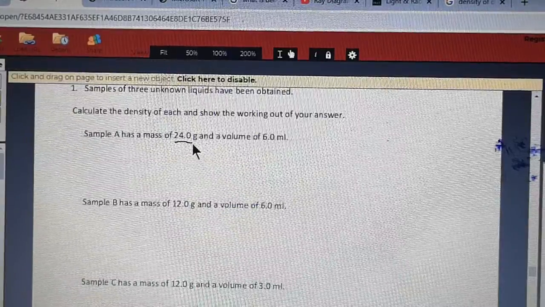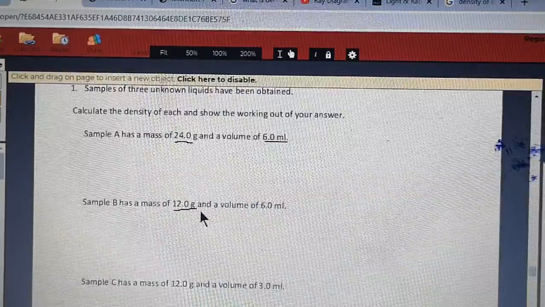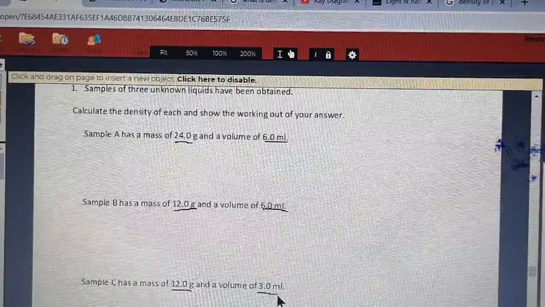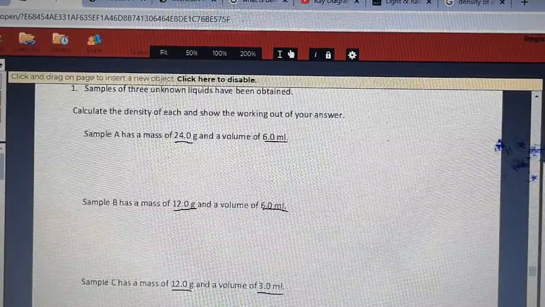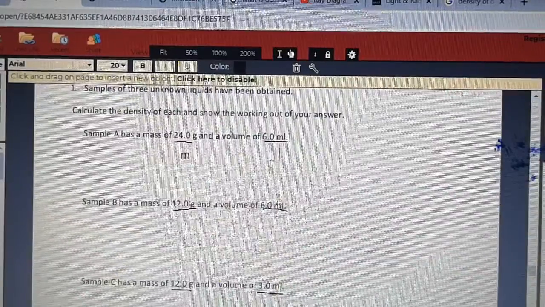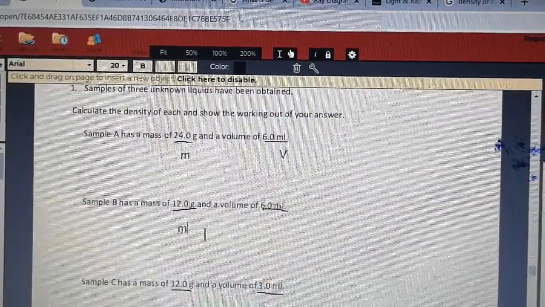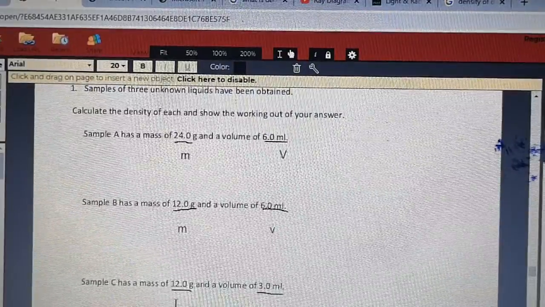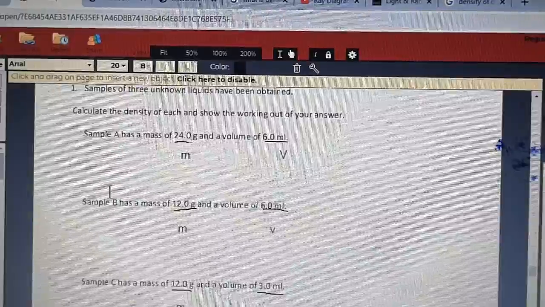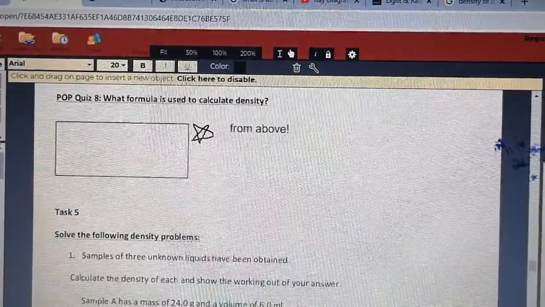Alright, so I'm just highlighting the mass there, the volume there, because it tells me each time the mass, and then it says the volume. So I know what is what. Just gonna write here, I know that's my mass, so that's M, right? V for volume, M for mass, V for volume, M for mass, V for volume. Now what was the equation? Well, we should have written it here. But we could just use the triangle method.